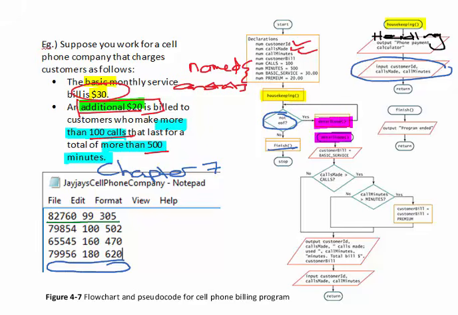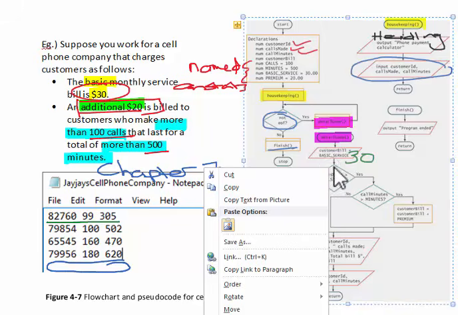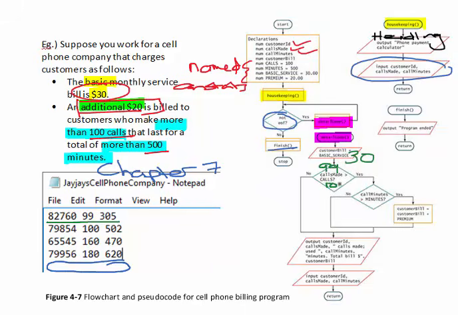Our detailed loop starts with customer bill equal to the basic service. What is our basic service? It is $30, so we are storing $30 into our customer bill. Then we go into our decision. Is my calls made, which in this case is 99, greater than calls, which is 100? No, it's not. So we go through our null case and output the customer ID, the calls made, and call minutes, and our customer bill will just be $30.